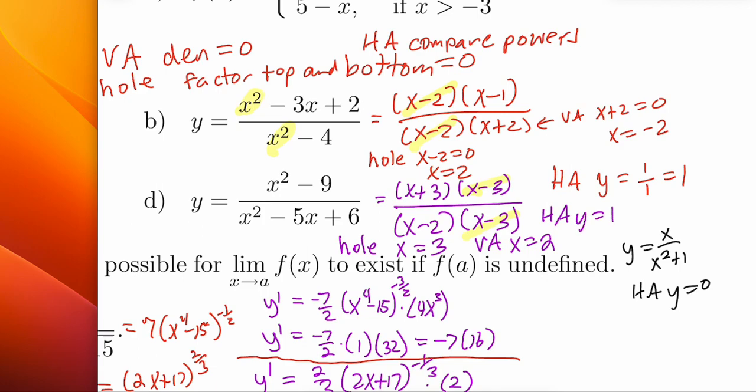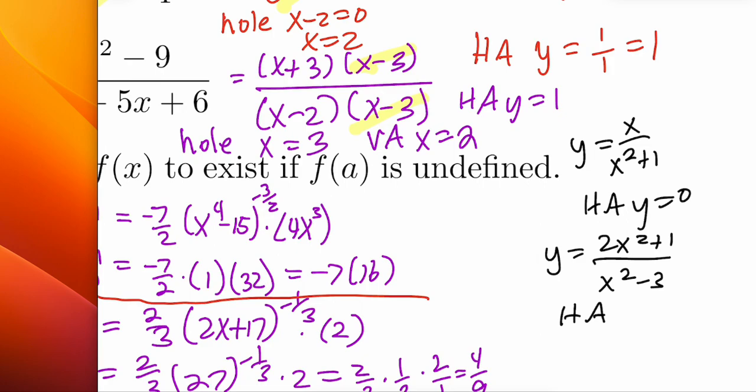Yeah, the powers on top and powers on bottom match. You use the coefficients. 1 over 1 is 1. There you go. What's the difference? Okay, so if we had something like 2x squared plus 1 over x squared minus 3, what's the horizontal asymptote for that one? It's going to be 2 over 1.